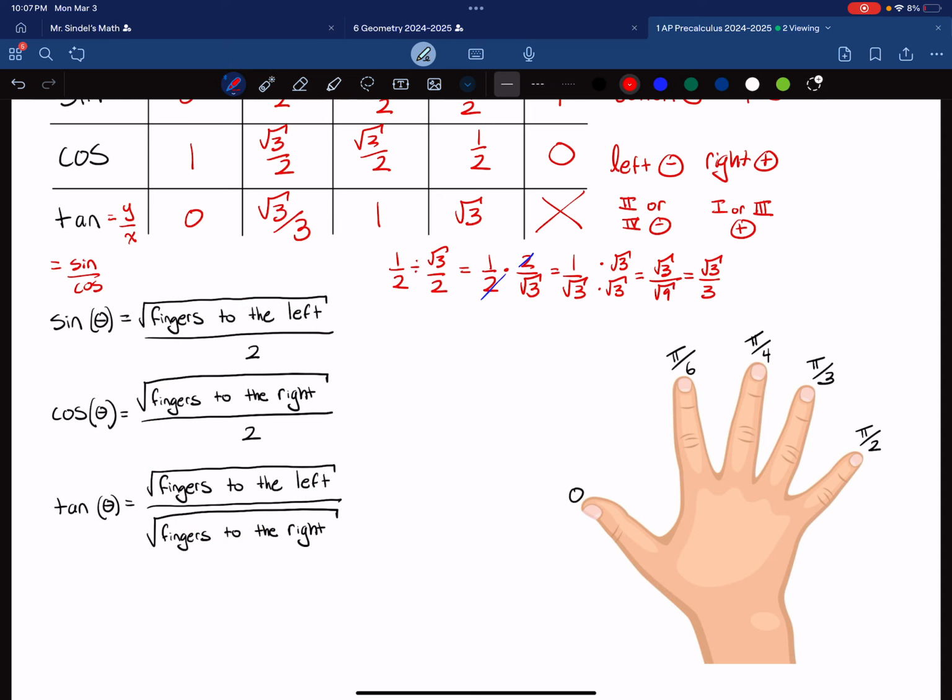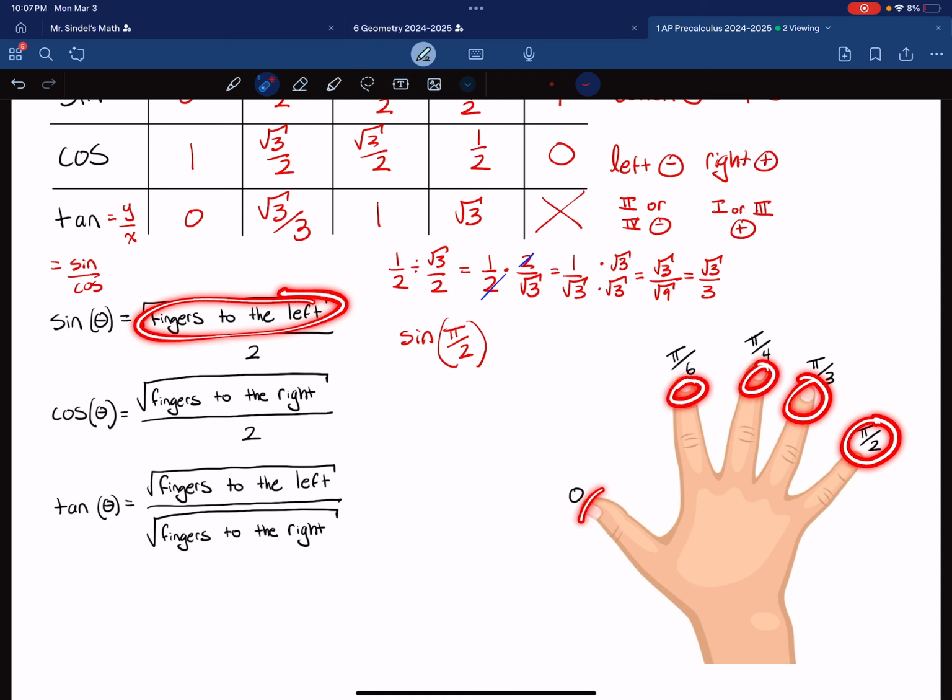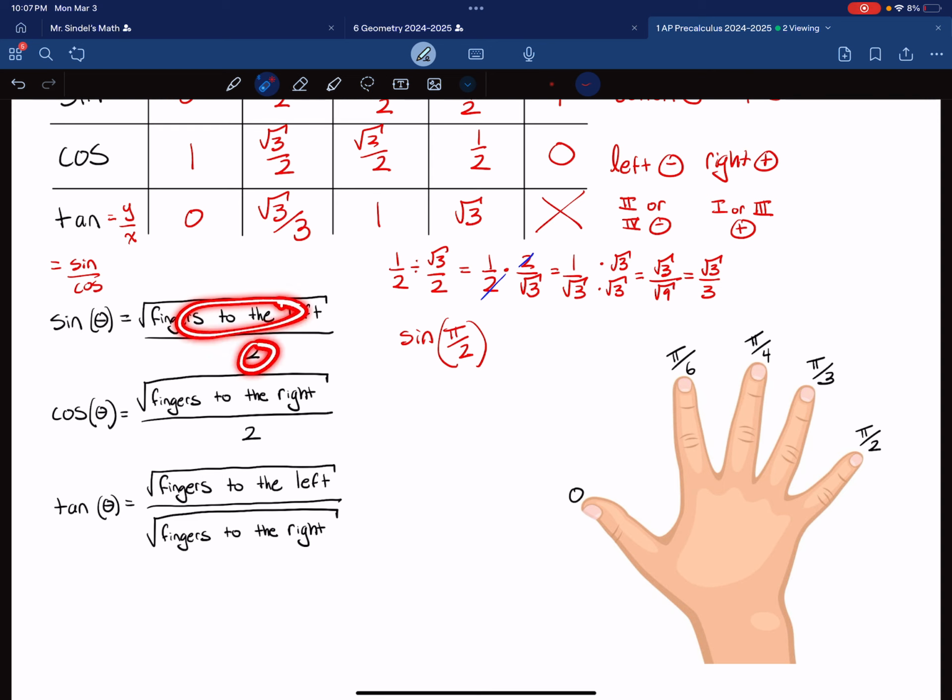So for example, if I say I want to find sine of pi over 2. Well, then I would look at my finger for pi over 2. I would count the number of fingers to the left. And I'd say, okay, there's 1, 2, 3, 4 fingers to the left. So this is going to be the square root of 4 over 2. I can write out my work to show you what I'm thinking in my head. This is the square root of 4 over 2, which is 2 over 2, which is 1. And indeed, sine of pi over 2 is 1.